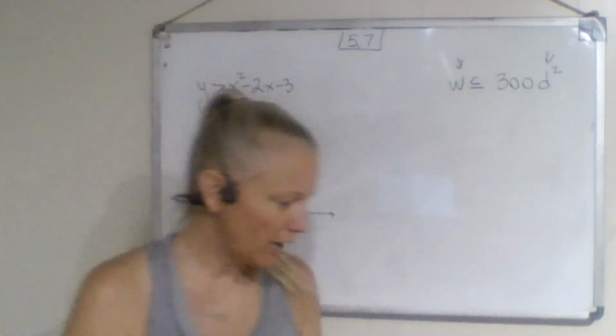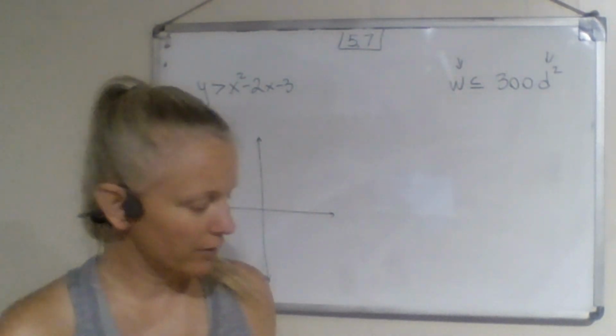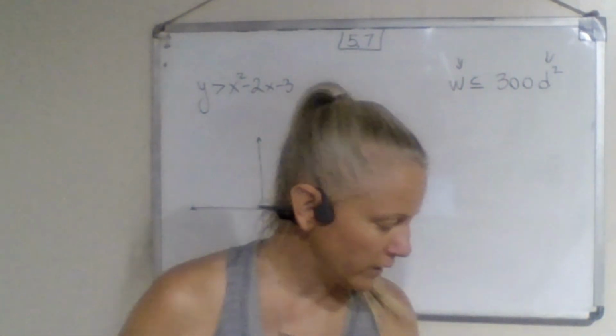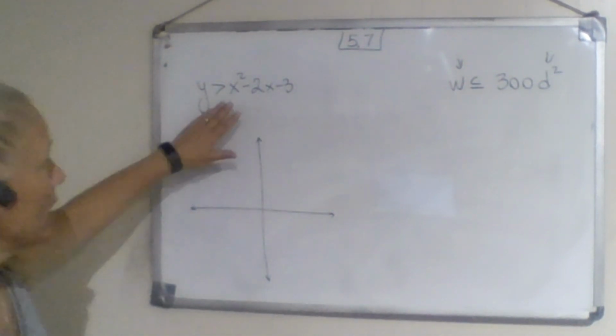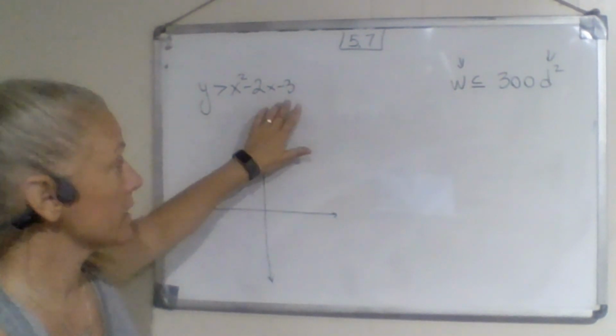Type 7, graphing and solving quadratic inequalities. It's calculator work. This should be part of your favorite subjects because we just graph using the calculator. I do want you to transcribe correctly on your paper, but that's about all there is to it. We're going to graph y is greater than x squared minus 2x minus 3.